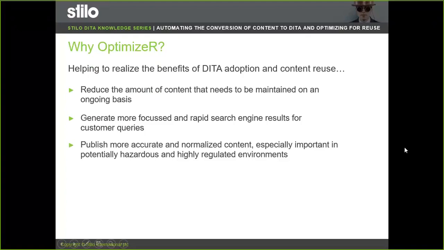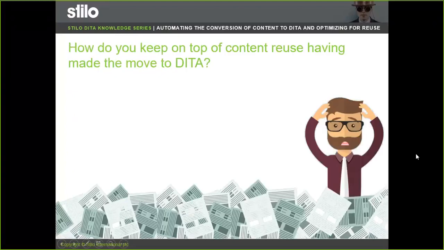So you can publish more accurate, normalized content, and it's going to be especially important in potentially hazardous and highly regulated environments. And along with this, if you've got tidy content, then you'll be able to reduce the time to publish with single source updating. So that's generally why Optimizer. So how do you keep on top of content reuse having made the move to DITA? This is a common problem for people. This is something we're looking to address with Optimizer.